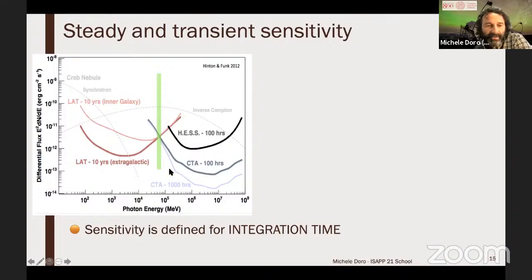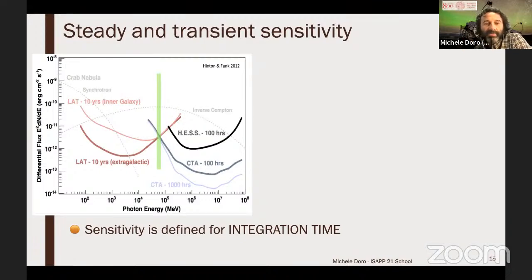The sensitivity here is computed on the steady flux that would be observable for 10 years, and this is for 100 hours. So it really changes if you have varying sources. Here for comparison, you have the Crab Nebula flux, and you have the inverse Compton peak there. Anyhow, that's the sensitivity. Just because I will use this plot later, we will discuss why it is better here than here and here, and why it's shaped like a U.